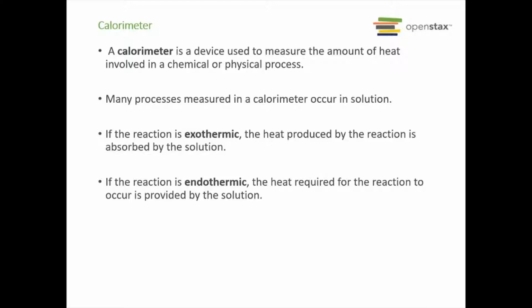We'll look at a picture in a second, but the calorimeter itself is the device used to measure the amount of heat involved in a chemical or physical process. A lot of times these occur in solution, so they occur in water. When we have an exothermic reaction, the heat that's produced is absorbed by the solution and it gets hot. If we have an endothermic reaction, the heat that is required for the reaction to occur is provided by the solution. So in this case, it gets cold. And what's getting cold is the actual surroundings.